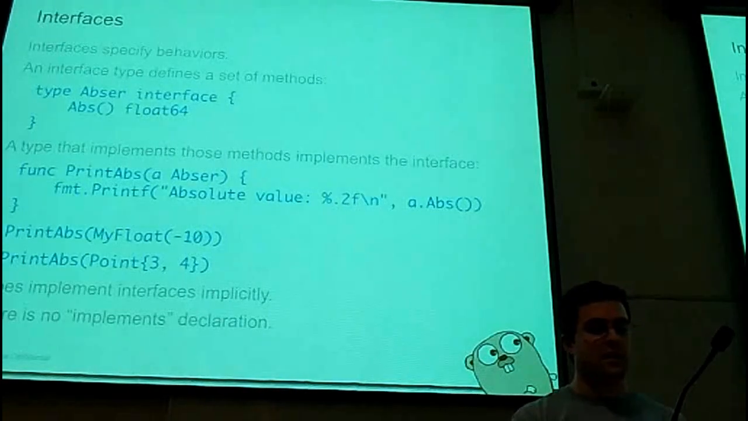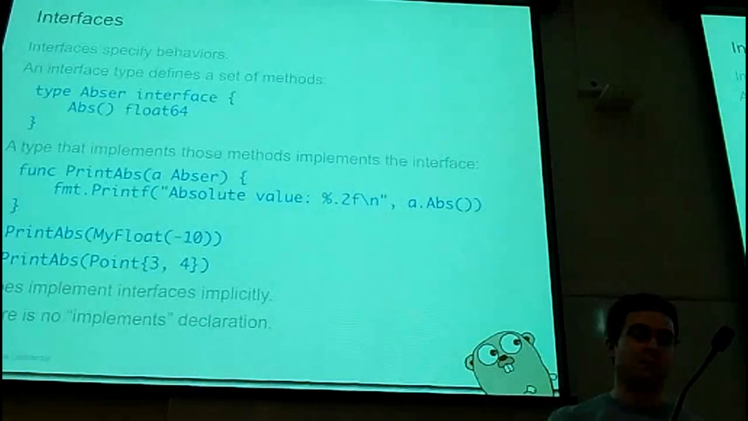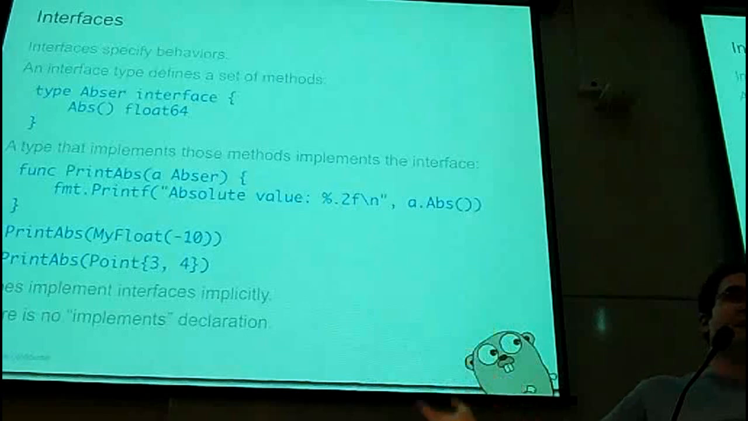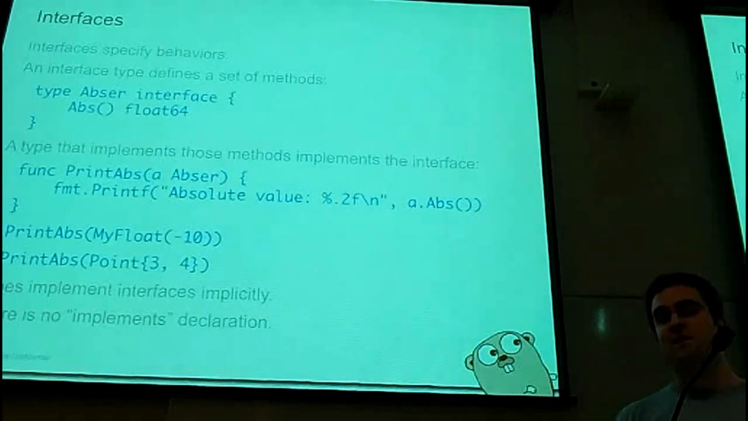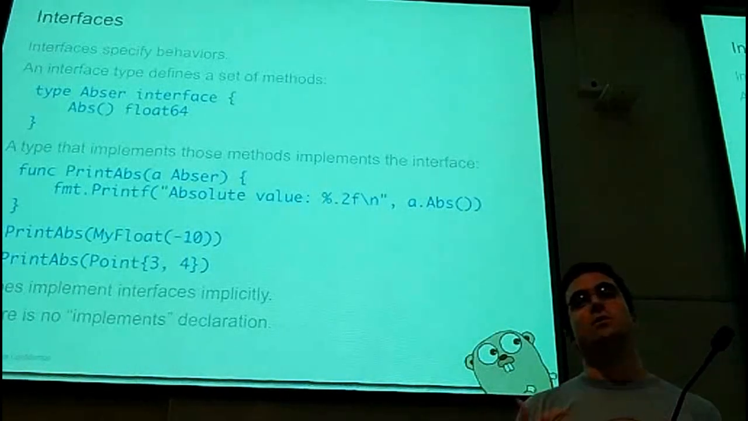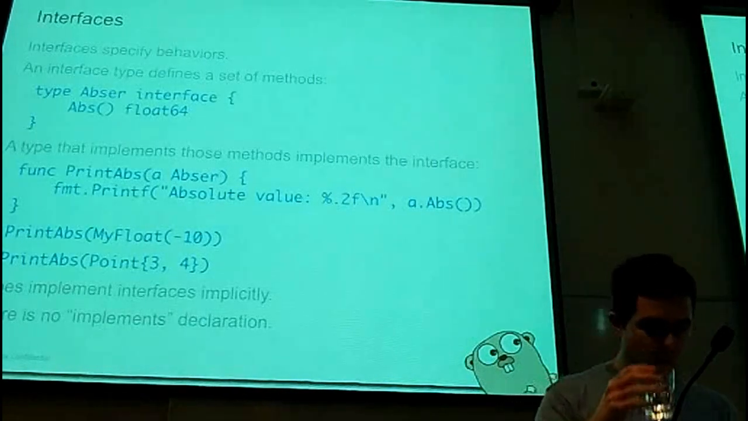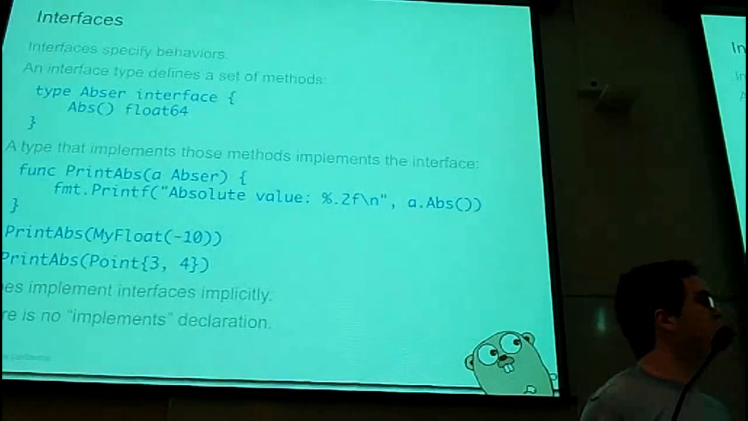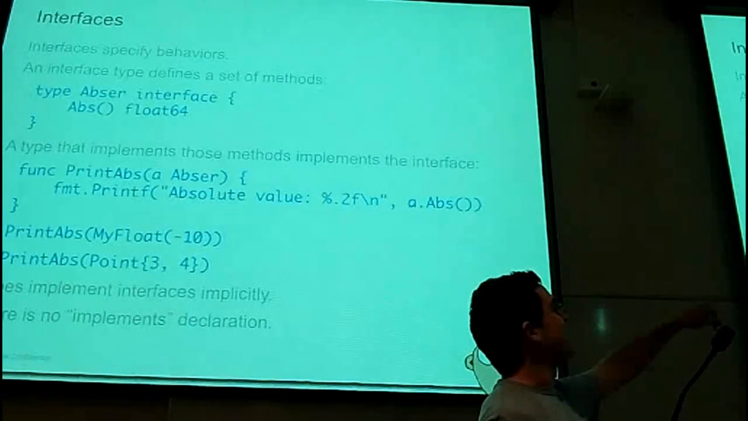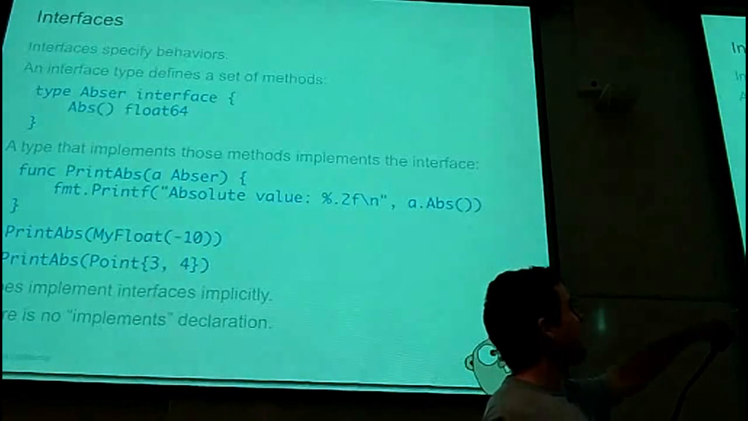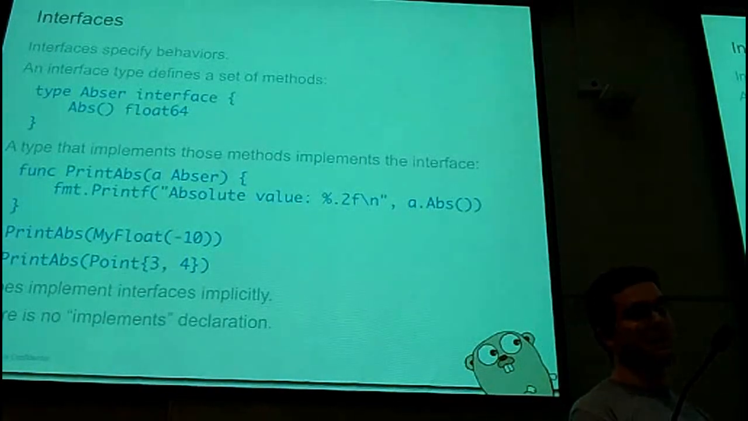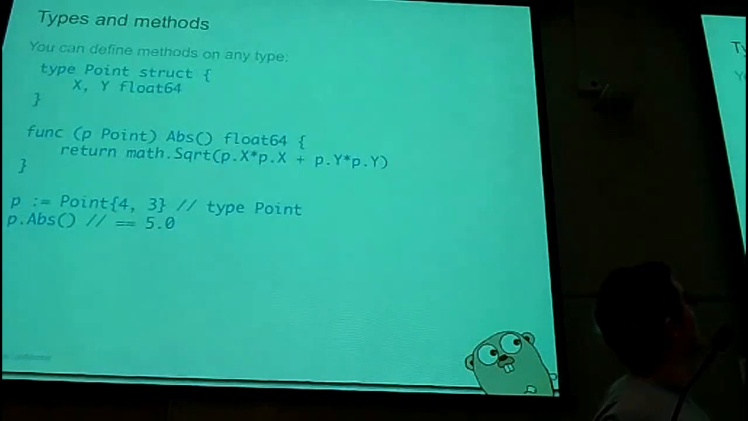And so it means that we don't have to go back and write that MyFloat type implements Abser when I declare it. It means that at the point of use, where you use something as an interface, that's where the interface matters. And so I can have this function PrintAbs that takes an Abser, and then I can pass in a MyFloat or a Point, and I don't have to make any modifications to the code on either of these slides.